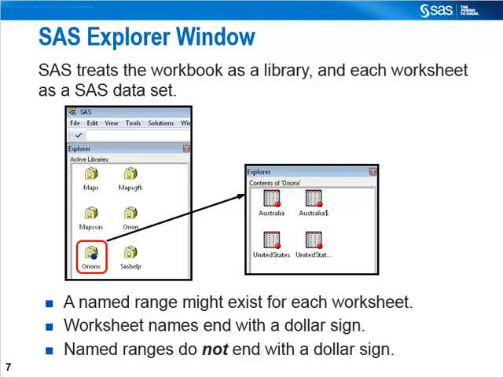Once we submit the LIBNAME statement, we will be able to see the library using the SAS Explorer. Notice the difference in the icon. There is a globe on the drawer, meaning the data is outside of SAS. Any worksheet in the workbook will appear with a $ sign at the end of the name. Also, if our workbook has named ranges, they will also appear. Named ranges do not have the $ sign.